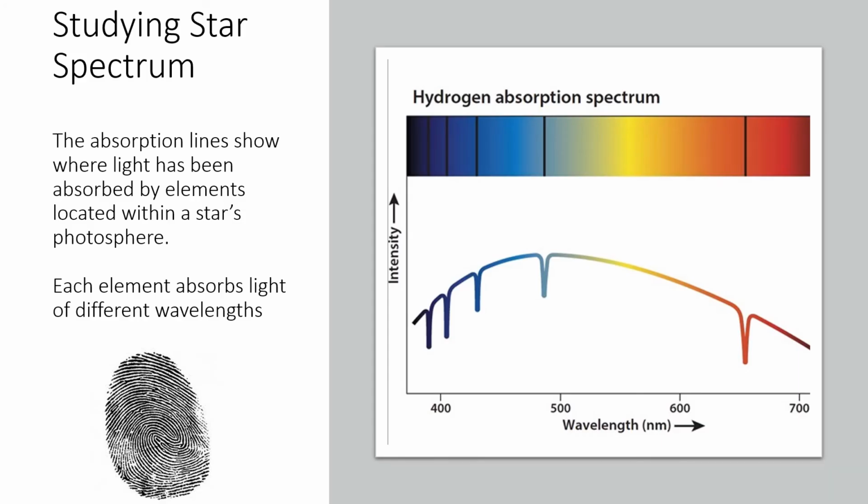So a really good question would be, how do astronomers figure out what elements are, in fact, inside stars? They're incredibly far away and incredibly hot. So what do they do? Well, they use an instrument called a spectrograph to study the light that is emitted from that star. And essentially, it takes that light and breaks it into the spectrum. And now the dark lines on that spectrum are known as absorption lines. And they show where light has been absorbed by elements located within the star's photosphere. And each element absorbs light at a different wavelength and therefore serves as sort of a fingerprint to help us identify what elements are located within that star.